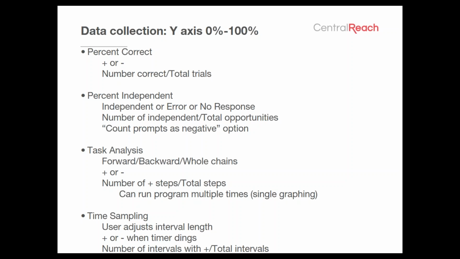Now, when we move down to task analysis, you have the option to choose, am I doing a forward chain, backward chain, or whole chain? You have the option to say, hey, this step was correct, or it wasn't. And the way that that is calculated, it's the number of steps that you have coded as correct over the total amount of steps that you take data on. So if you have something like a task analysis like washing hands, and you're only running 5 of the 10 steps, that's going to be displayed as 100. So if you have 10 steps in the task analysis, you would say after the first 5, failed, failed, failed, failed, failed, because they ended up getting 50% of the entire steps in the task analysis correct. So it will only consider steps that you have actually taken data on.